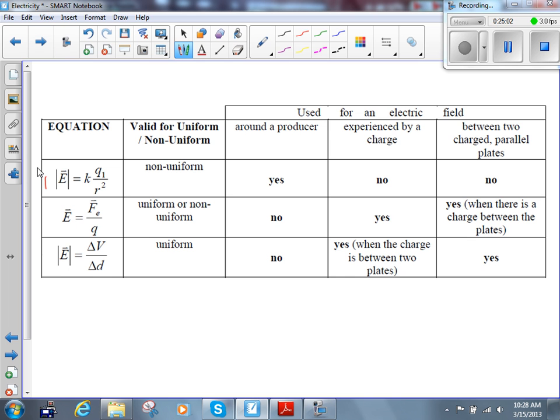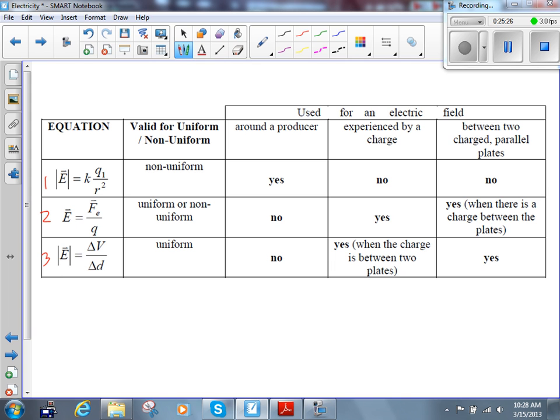Whereas the second equation, let's actually go to the third one. The third equation is valid when we have a uniform field. It's not valid around a producer. It is valid when we have an experiencer, if the experiencer is in between two plates or in a uniform field, and it is valid when we have two parallel plates. The second equation, this is what I call, and this is just my term for it, I call it the universal equation, because it's the one that's always valid.